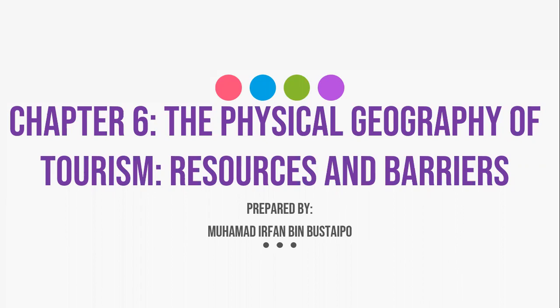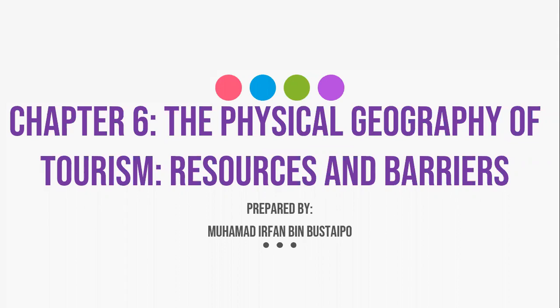For example, if you go to Kuching, there are some beautiful natural places in Kuching, for example Damai Beach, Bako, and also Gunung Santubong. That is known as physical geography. So today we will learn how this physical geography, that is mountainous area, hill area, sea, lake, attracts people to come to them, and also the barrier for them to come to a tourism destination.